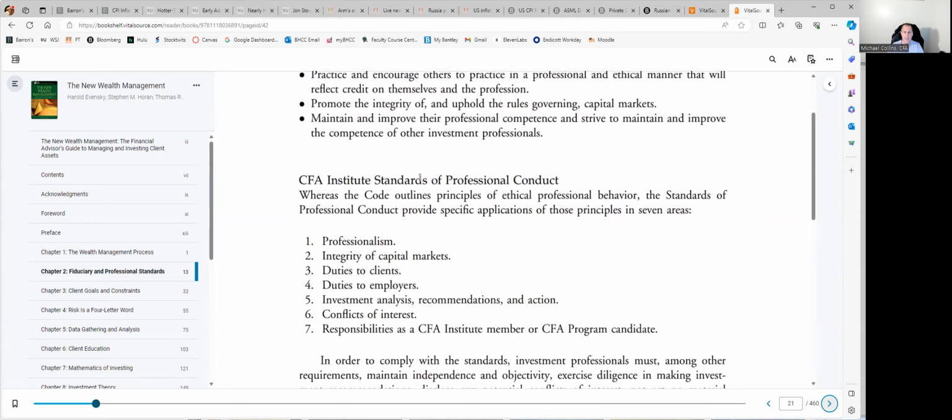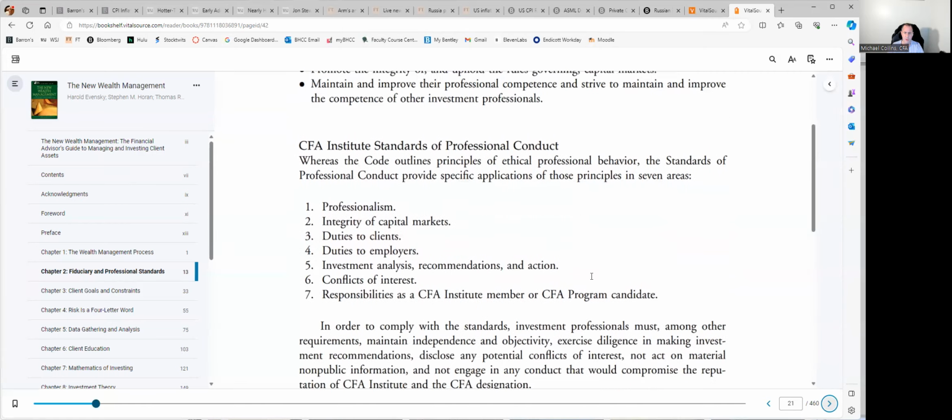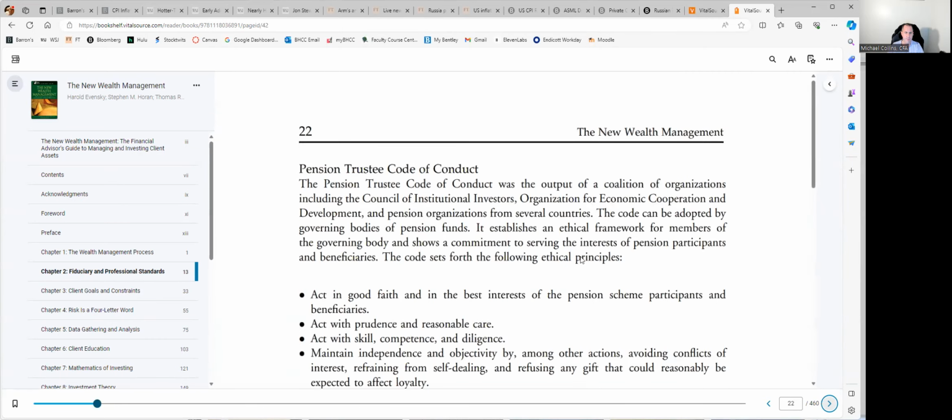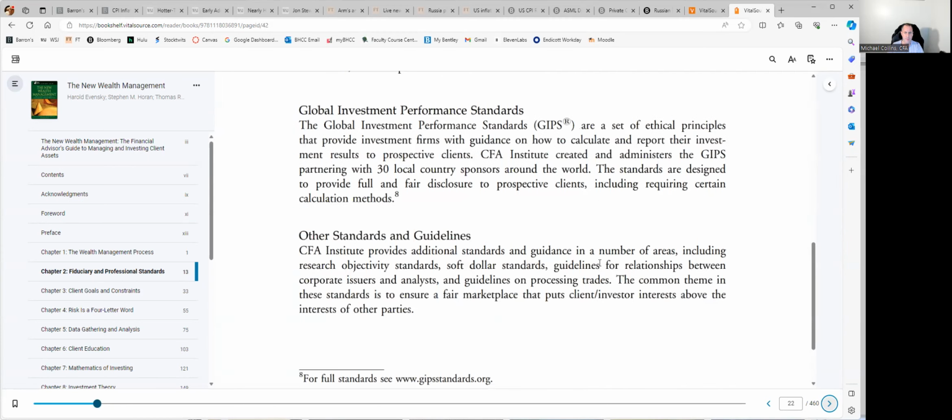Next, the CFA standards of professional conduct. Also be familiar with these: professionalism, integrity of capital markets, duty to employers, duty to clients, investment analysis, recommendations and actions, conflicts of interest, and the responsibilities of the CFA Institute member or candidate. Be familiar with GIPS. It's a reporting standard, so you can accurately compare one manager to another.